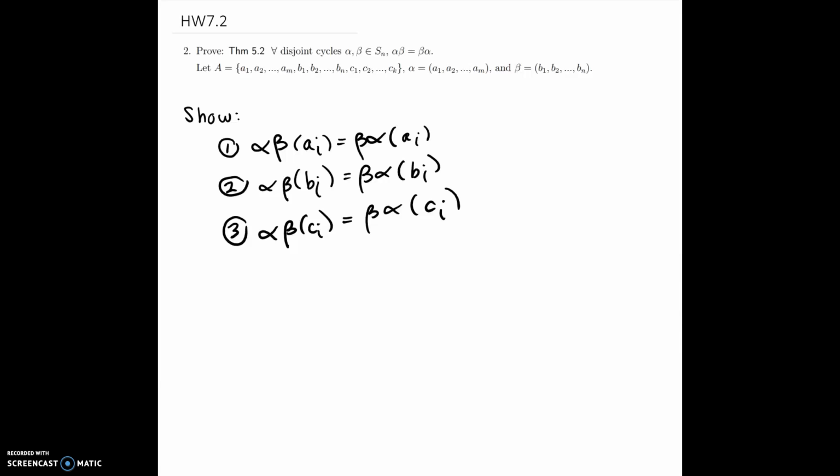Hi, this is Steph. On homework 7, I have number 2, which says prove theorem 5.2. For all disjoint cycles alpha and beta, alpha beta equals beta alpha.